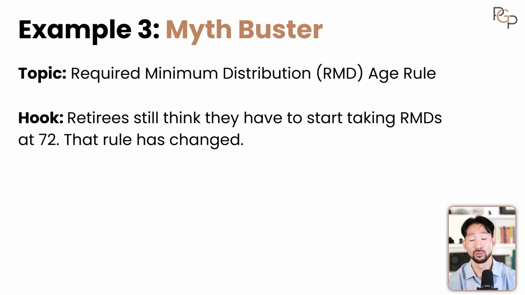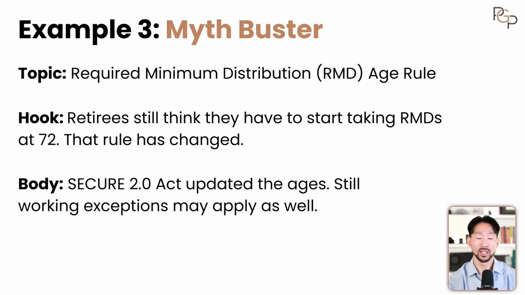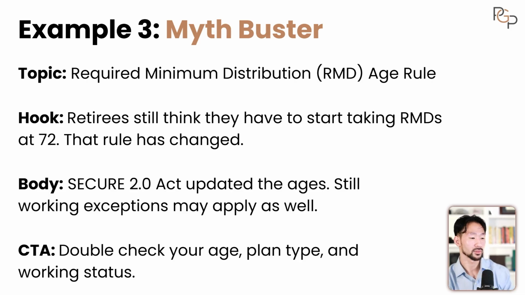And then you say the rule has changed. And then this is where you have the 3 main points of the Secure 2.0 Act updated those ages. There are also still working exceptions that may apply to you as well. And depending on your year of birth and when you were born, you may or may not need to take those RMDs at the age that you initially thought. And so the CTA here is double check your age, plan type, and your working status before taking any actions, because this could save you in the long run as well.